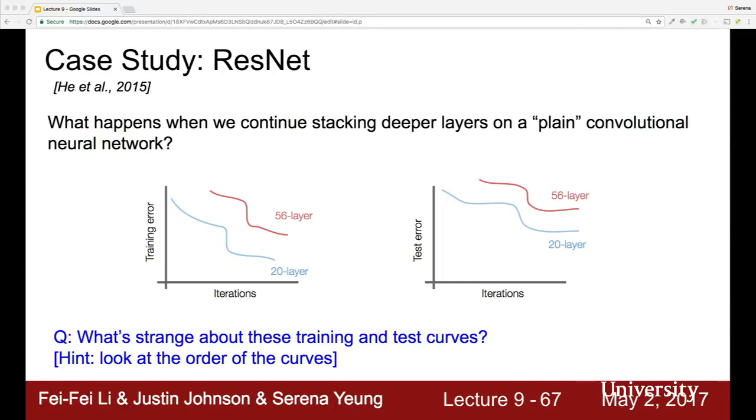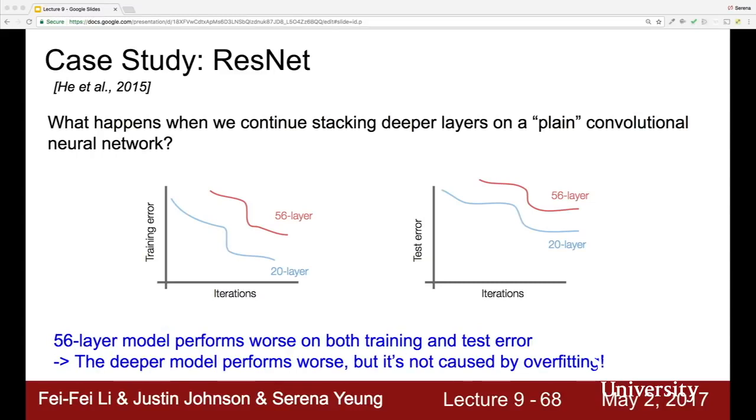the really weird thing is, if you look at the training error, we again have the 20-layer network and a 56-layer network. One obvious thought is, I have a really deep network with tons of parameters, so maybe it's starting to overfit. But when you're overfitting, you would expect very low training error and just bad test error. What's happening here is that in the training error, the 56-layer network is also doing worse than the 20-layer network. So even though the deeper model performs worse, this is not caused by overfitting.